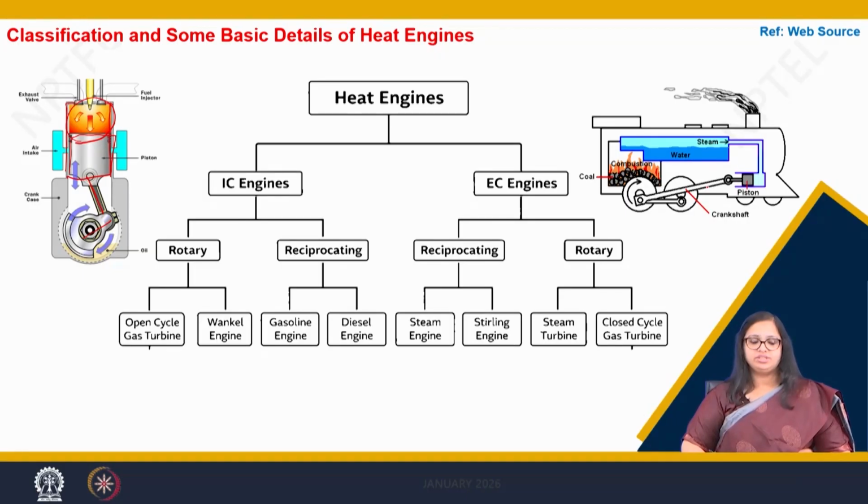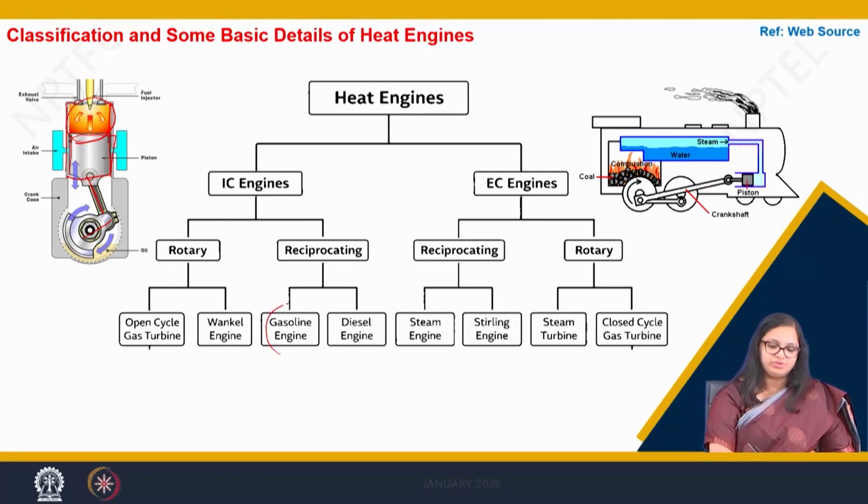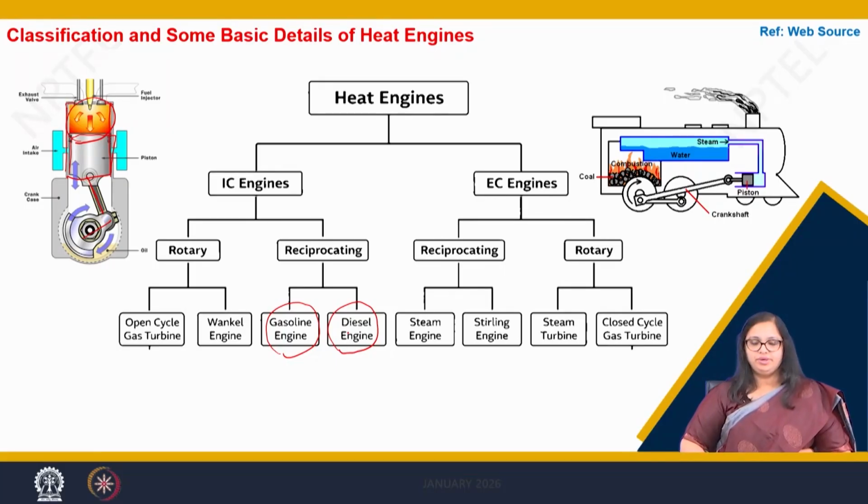Now, when we talk about the internal combustion engine, they are again of two types, that is rotary and reciprocating. The external combustion engine is also of two types, that is reciprocating and rotary. Again, in rotary there are different types of internal combustion engine, and in reciprocating there are different types. In reciprocating, we have the gasoline engine and the diesel engine, which we will be studying in detail in this chapter that we are going through now.